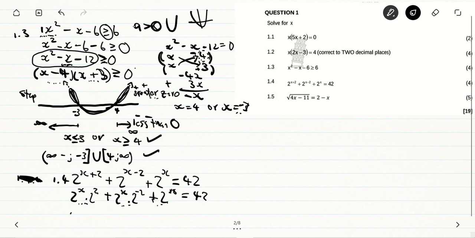So we can take it out as a common factor, such that we are left with 2 to the power 2, which is 4. And here we are left with 2 to the power of -2, which is the same as 1 over 2 to the power 2, which is the same as 1 over 4. And here, 2 to the power x goes into 2 to the power x once. So we're going to put 1 there. And that's going to be equal to 42.